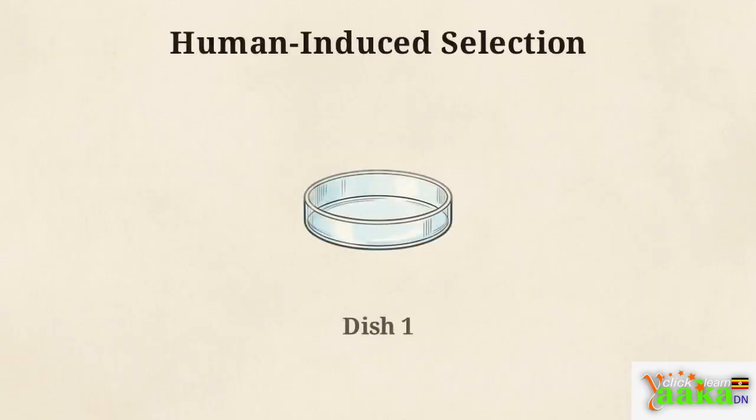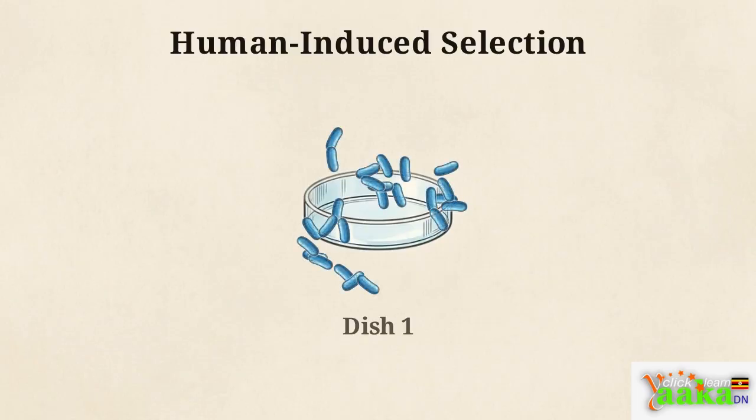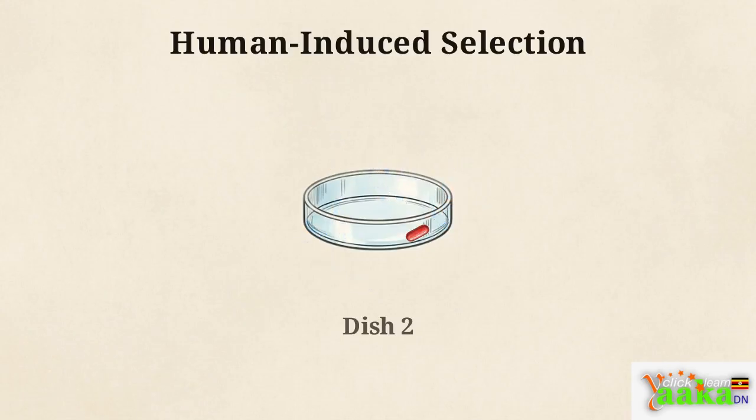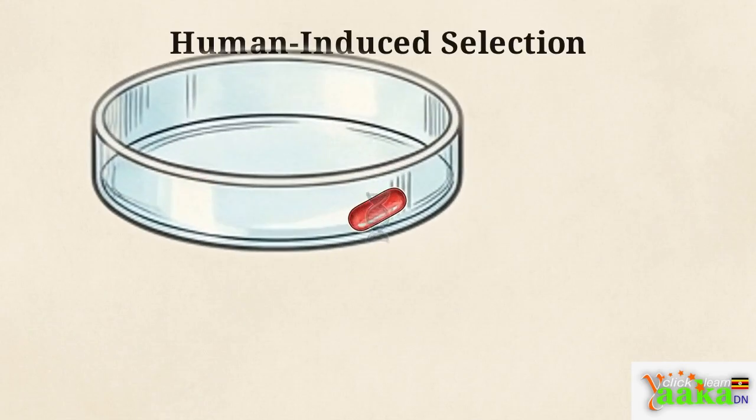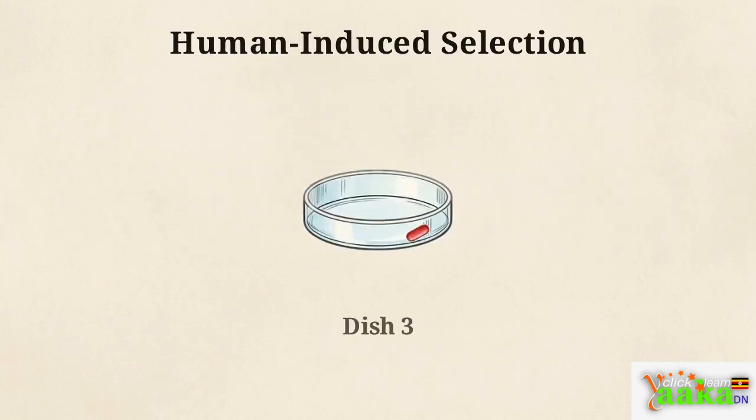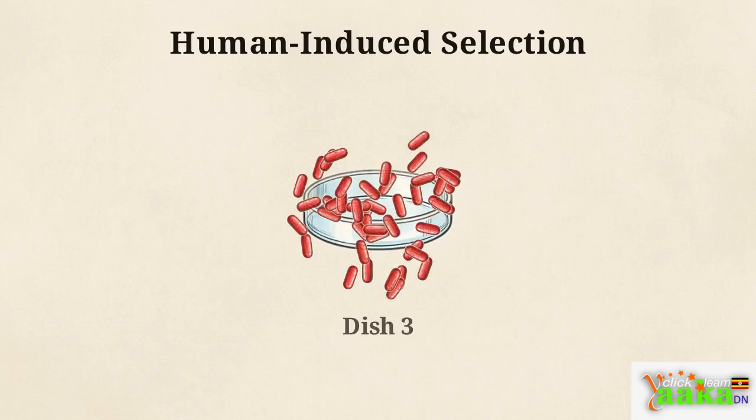This sequence of petri dishes illustrates human-induced selection. Dish 1 holds a bacterial population with a random, naturally resistant red mutant. In dish 2, an antibiotic is applied. The drug acts as an extreme environmental filter, destroying all the normal blue bacteria immediately. In dish 3, the lone red bacterium undergoes rapid binary fission until the entire dish is repopulated exclusively by the red resistant strain.